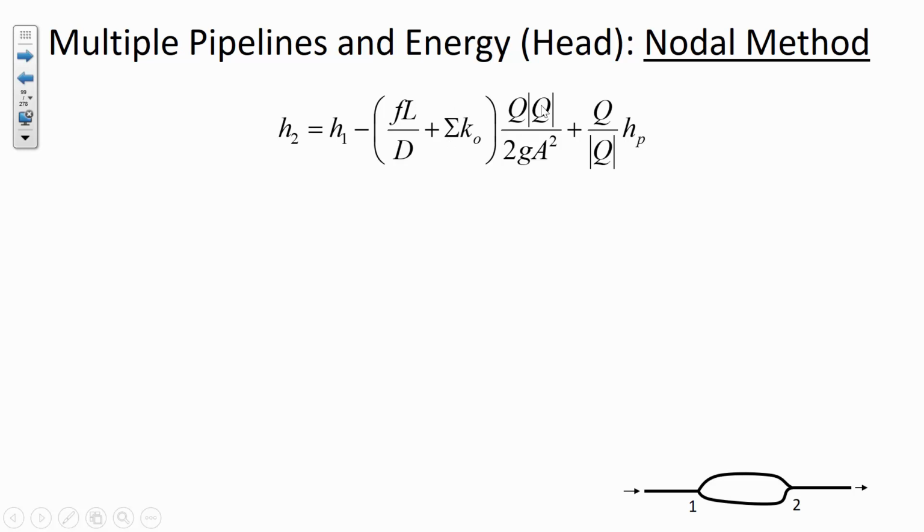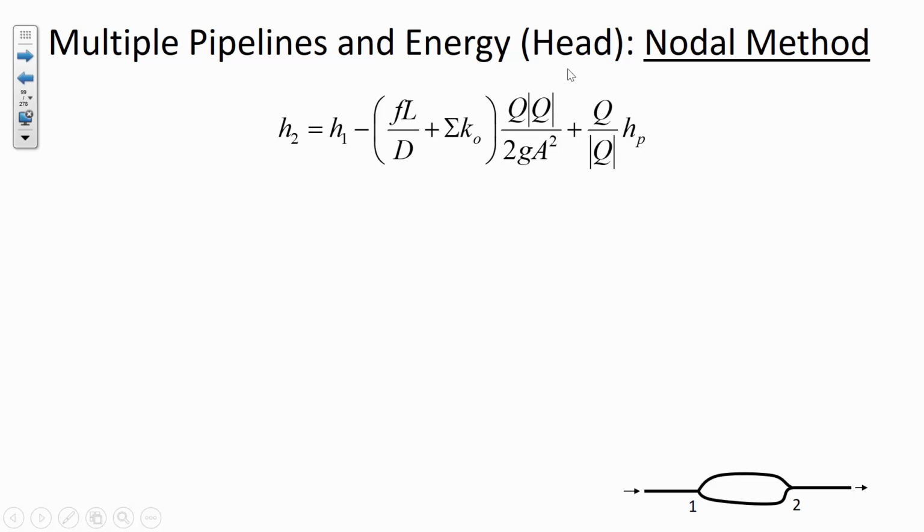And here, remember, hF is f L V squared divided by D 2g. Another way we could write that is f L Q squared divided by D 2g A squared. So instead of V squared, we could say Q squared divided by A squared. Why would we do that? Well, sometimes we know the flow rate through a pipe, but we don't know the velocity because the diameter may not be given yet, or for other reasons.